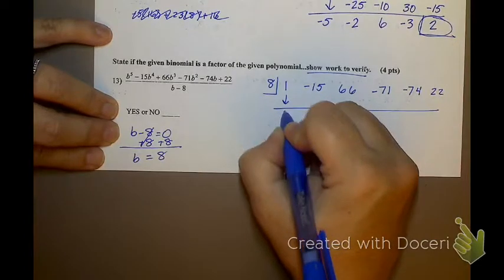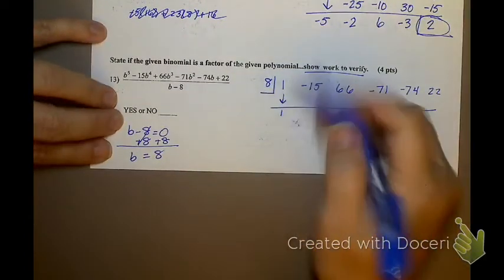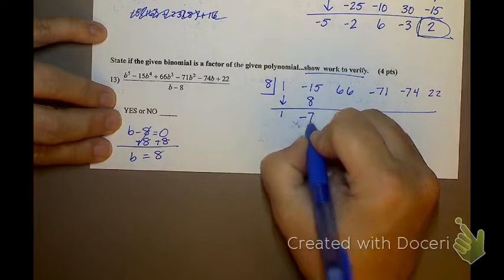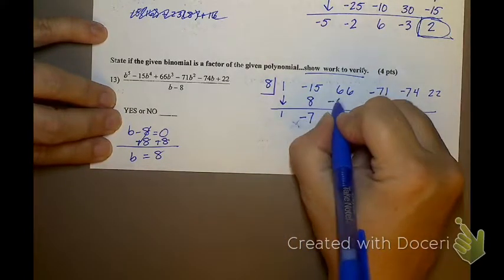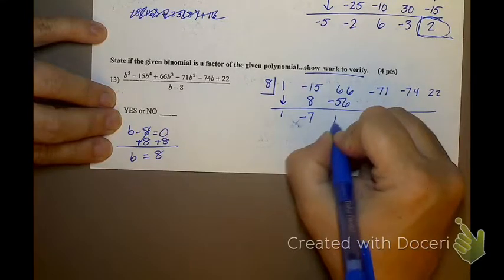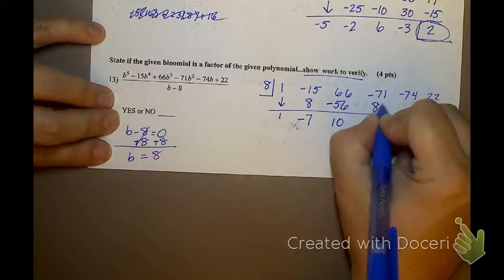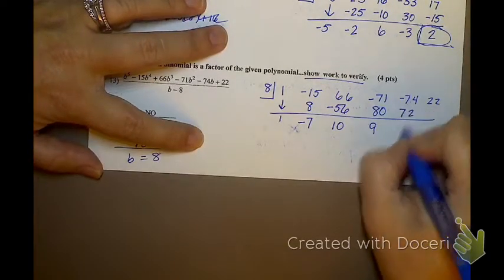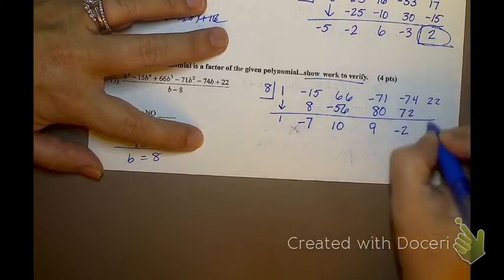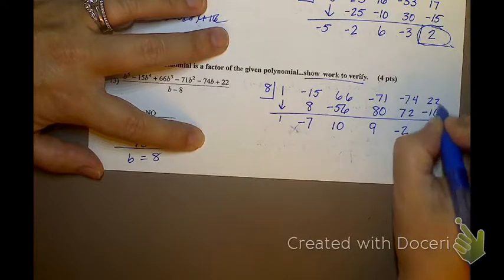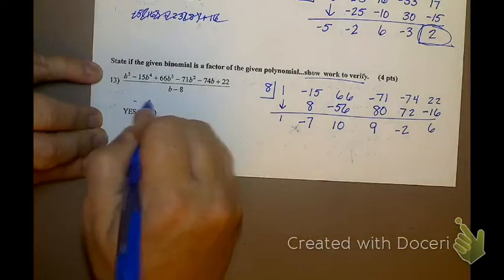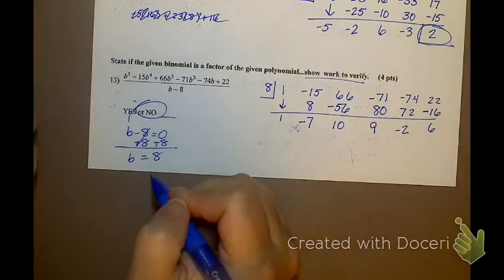Bring down a 1. 8 times 1 is 8. Negative 15 and 8 is negative 7. 8 times negative 7. That's going to give me 10, 80, 9. 8 times 9 is going to give me negative 2. 8 times negative 2 is, and I think I get 6. Is this a factor? No. You can either write no or you can circle no.